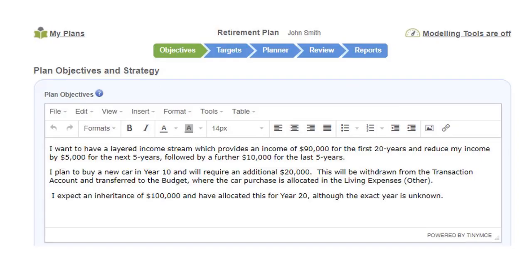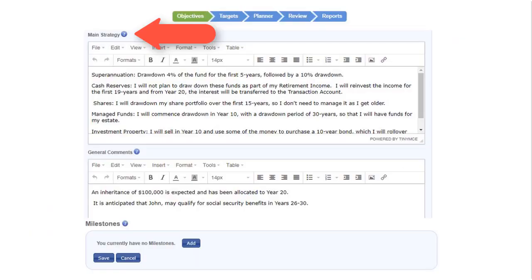Now the plan is open, let's start at the first chevron, Plan Objectives. Here you can write your plan objectives and then set out the strategies you plan to use to achieve those objectives. There's a special space for you to record any general comment or any milestones.